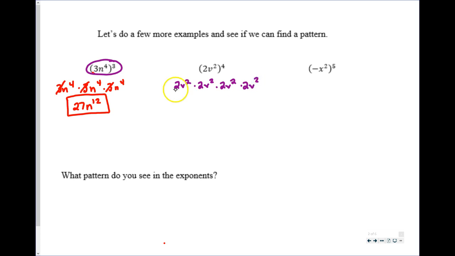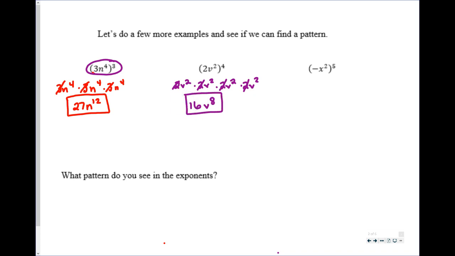I'm going to do the numbers first. 2 times 2 is 4. There we go, 4. 4 times 2 is 8. 8 times 2 is 16. Okay, now add up all the 2's. 2 plus 2 is 4. 4 plus 2 is 6. 6 plus 2 is 8. So I have v to the 8th power.